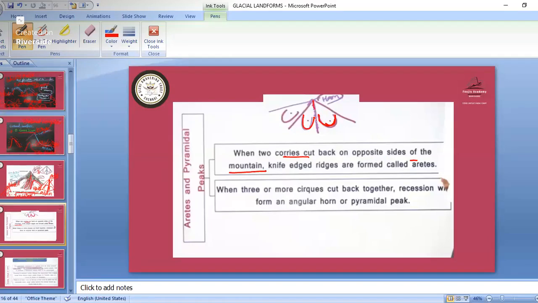One knife edge will be separating them. That will be known as what? Arete. So when two quarries cut back on opposite sides of the mountain, knife-edge ridges are formed, and that will be known as the arete. When three or more cut back together, the recession will form an angular horn. Remember that when three cirques form, this part will be known as the horn, the angular horn or pyramidal peak.